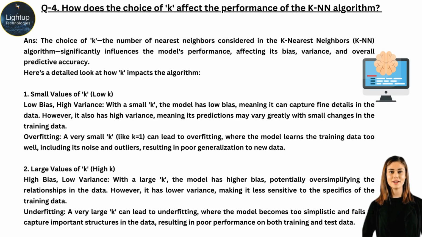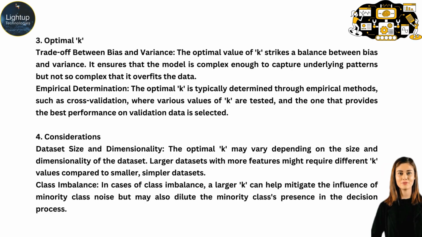How does the choice of k affect the performance of the KNN algorithm? The choice of k, the number of nearest neighbors considered in the K-nearest neighbors (KNN) algorithm, significantly influences the model's performance, affecting its bias, variance, and overall predictive accuracy. Here is a detailed look at how k impacts the algorithm. Small values of k, large values of k, optimal k.